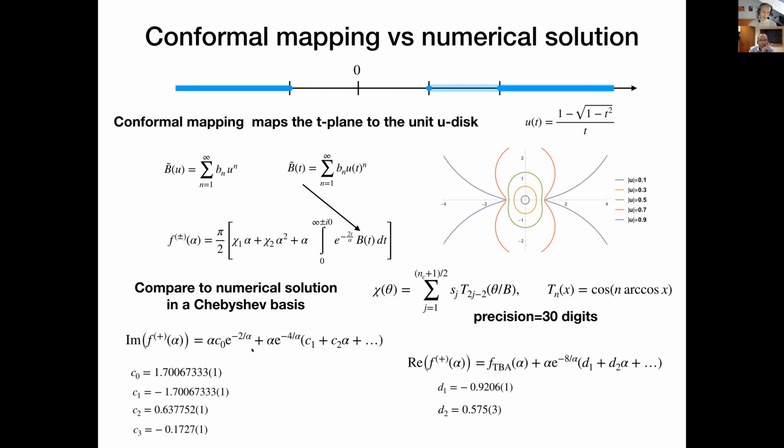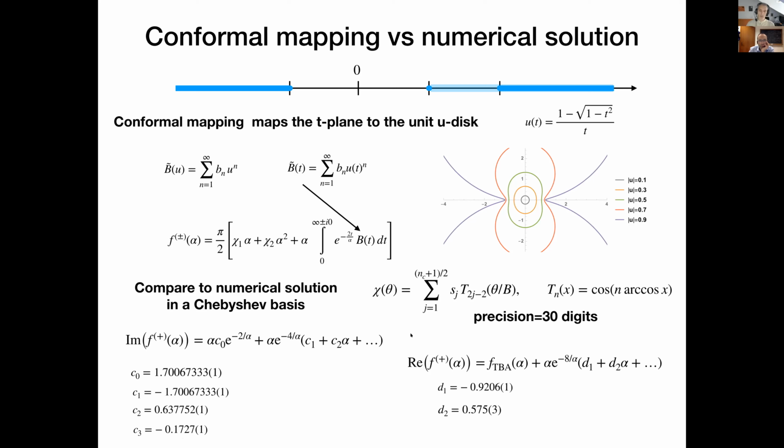We observed a piece e to the minus 2 over alpha, and also we observed this e to the minus 4 over alpha times a perturbative expansion, and then from the evaluation of these conformal integrals, we fitted these coefficients. I just present here the first three.